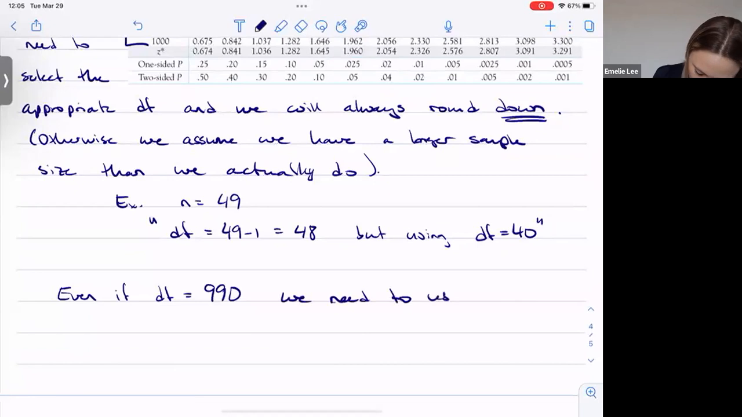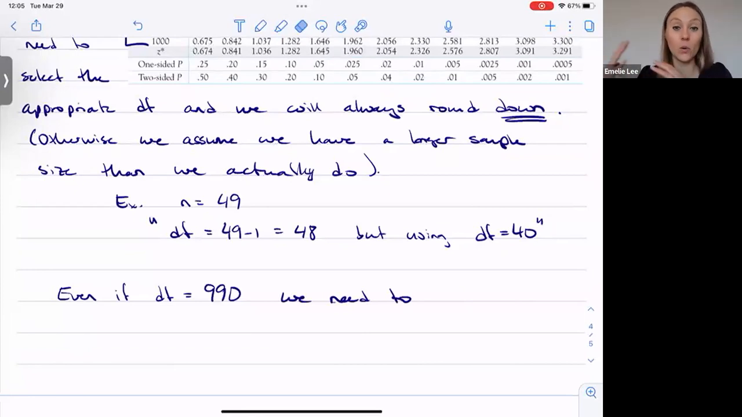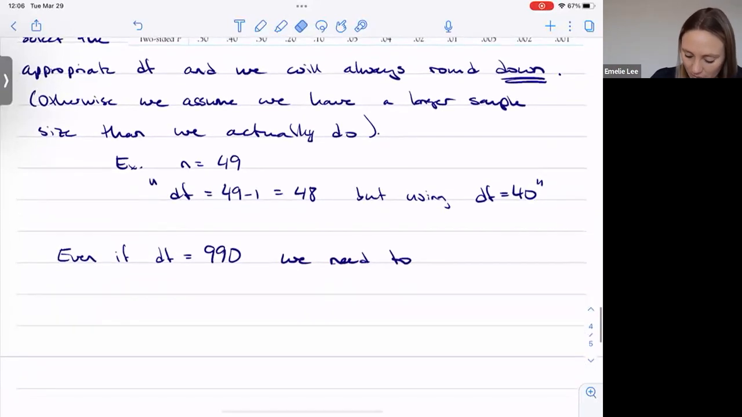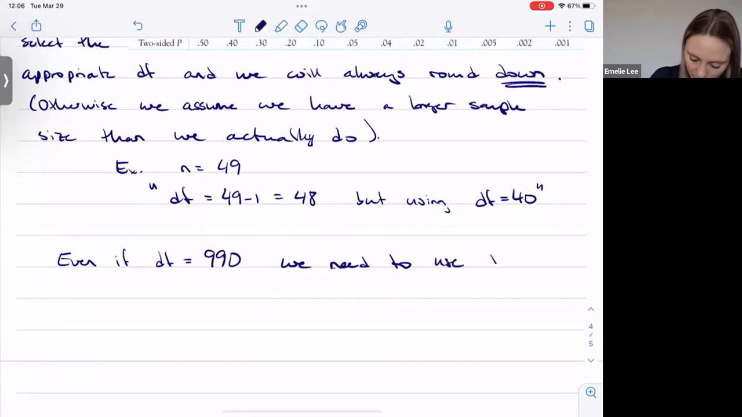And of course, software would do this differently. If the sample size is over 1,000, then you use 1,000. It's not until you have the entire population that you're allowed to use Z, but that's never going to happen. If you have the entire population, why would you need to guess about what's going on? So 1,000 is the largest degrees of freedom that we'll use. Even if the degrees of freedom is 990, we need to use degrees of freedom equal to 100.